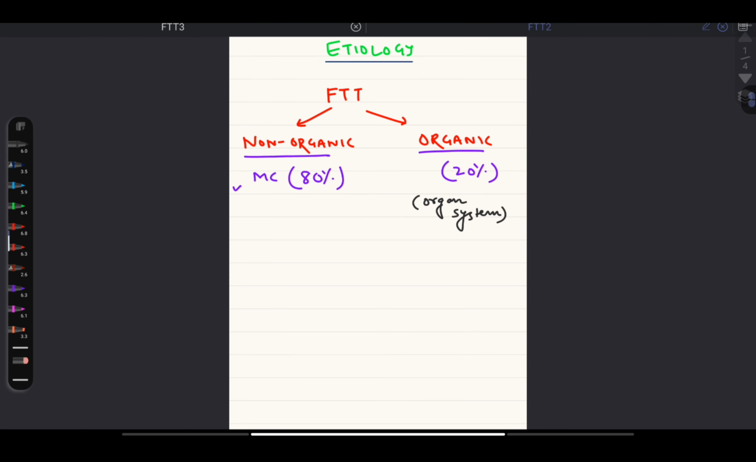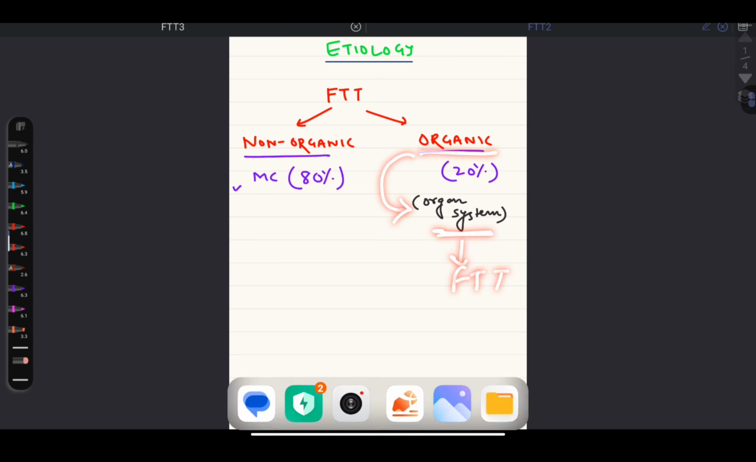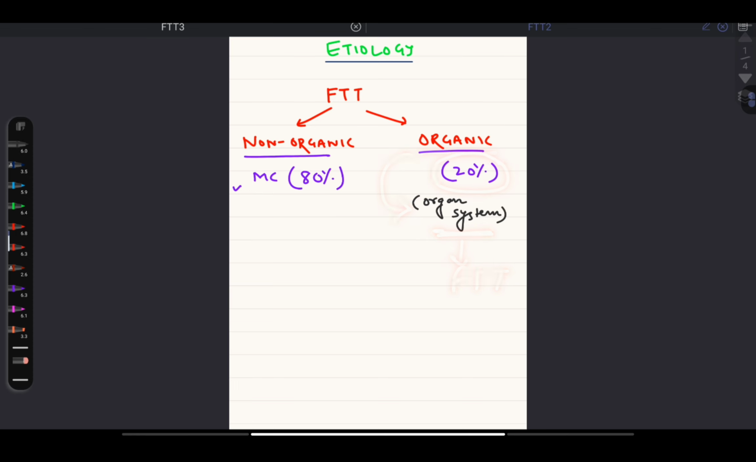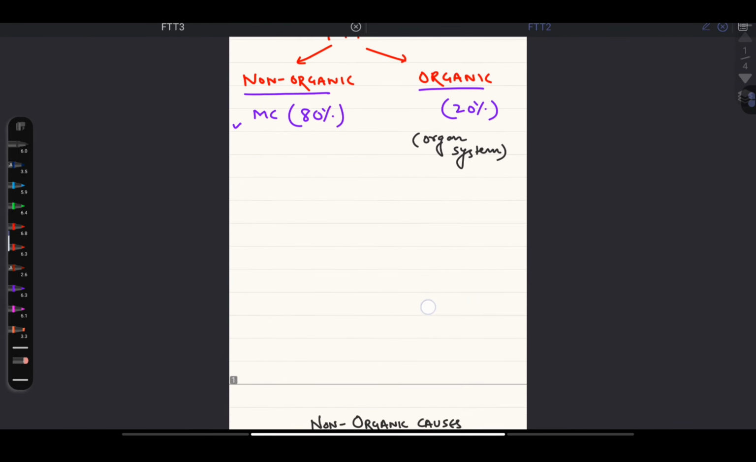Coming to the etiology of failure to thrive. Now failure to thrive can have both organic causes and non-organic causes. Organic causes refers to the affection of the organ system, which then leads to failure to thrive, and it contributes only to 20% of the causes of failure to thrive, whereas non-organic causes refers to the environmental factors that result in failure to thrive, and it is the most common cause of failure to thrive. Up to about 80% of the causes of failure to thrive is because of the non-organic causes.